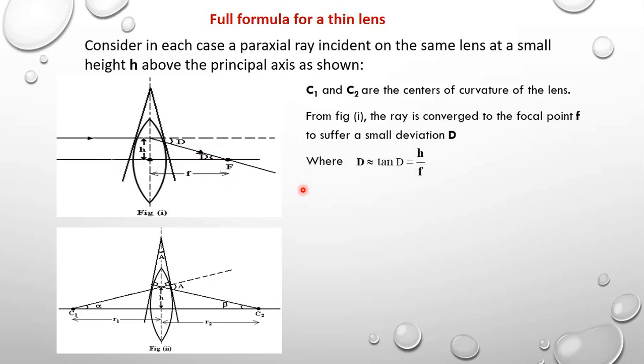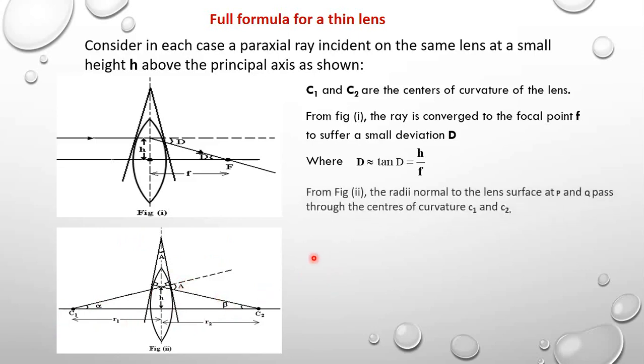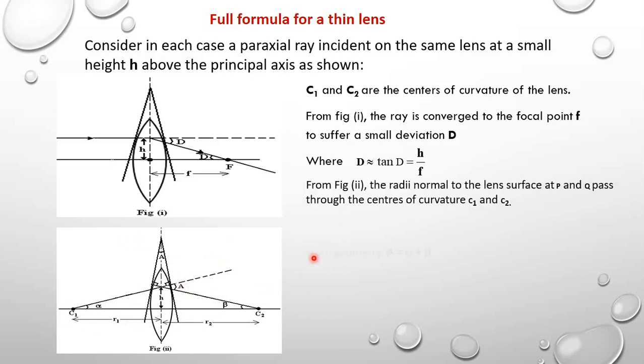And when we consider the second figure, alpha plus beta is equal to a. Two interior angles add up to the opposite exterior angle. So a is going to be alpha plus beta, and from the diagram, alpha is approximately equal to tan alpha, which is h over r1, and beta is approximately equal to tan beta, which is h over r2.